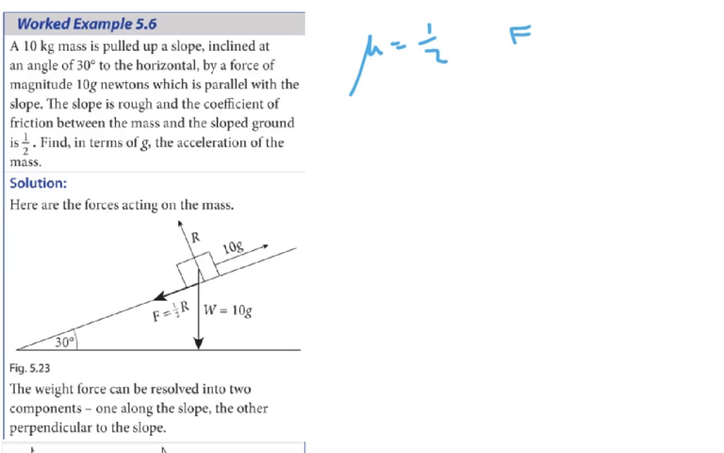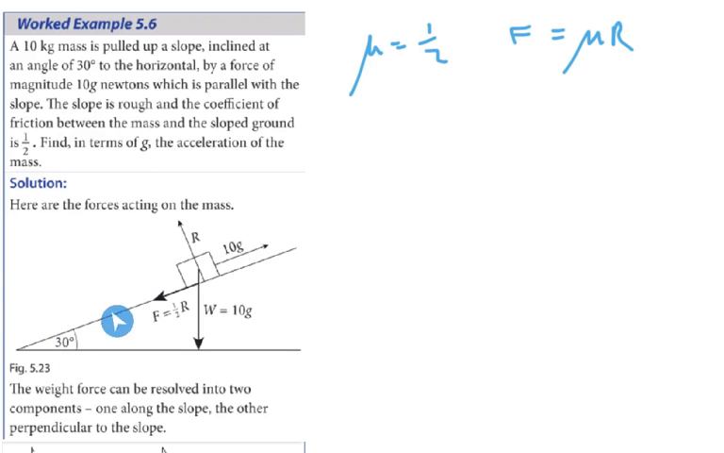And F is equal to mu R. In other words, the friction force is equal to mu R. So here we are, F is equal to a half R. The question then says, find in terms of g the acceleration of the mass.